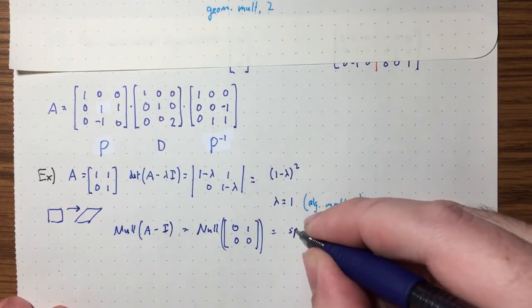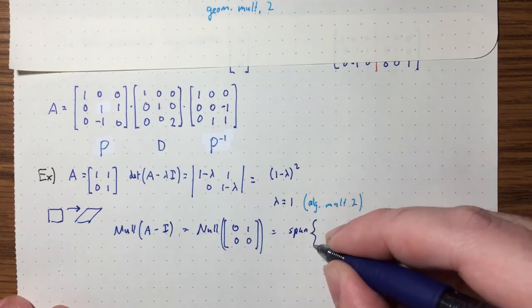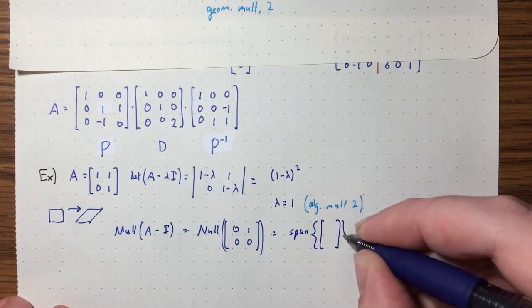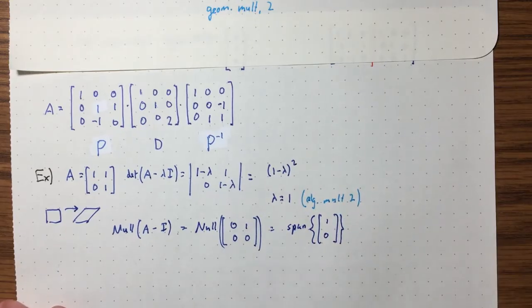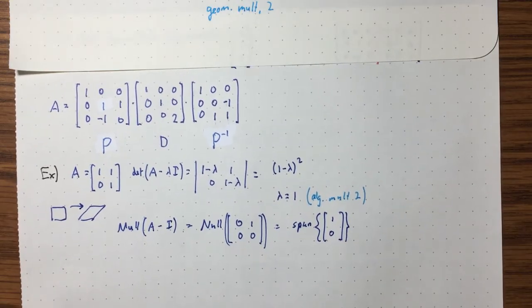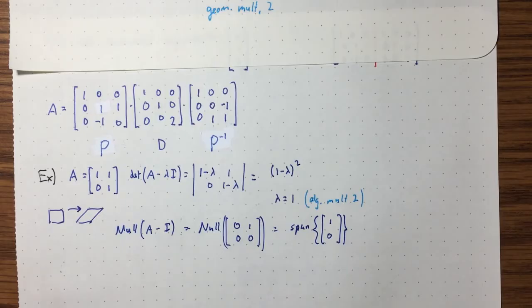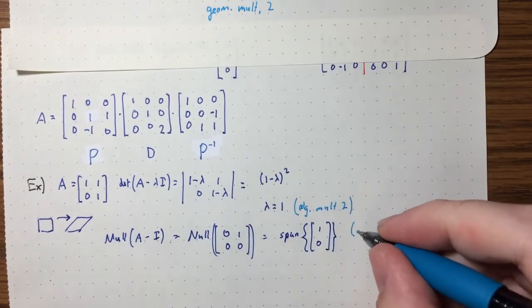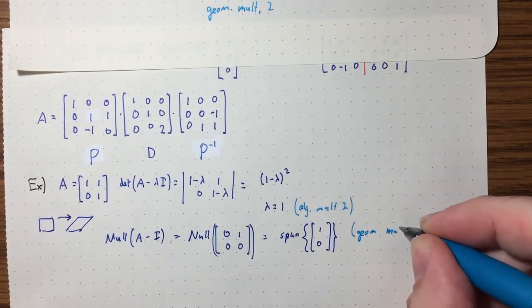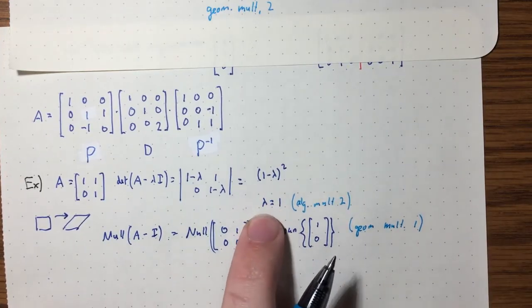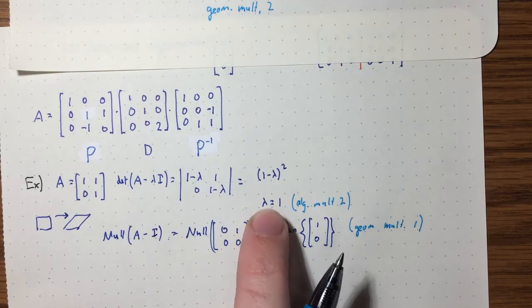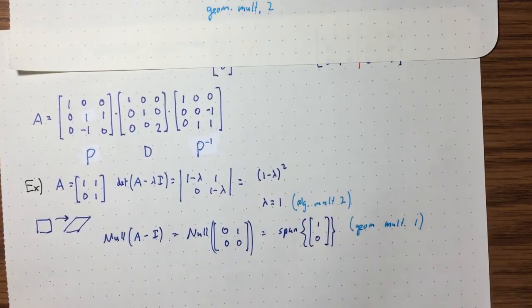And we can say it's the span of, can you see a vector in the null space? Yeah, just take one of the first column and none of the second column. That's the way to get 0. So the null space is just one-dimensional. So it actually has geometric multiplicity 1. It's the same eigenvalue, right? Lambda has algebraic multiplicity 2, but only geometric multiplicity 1.